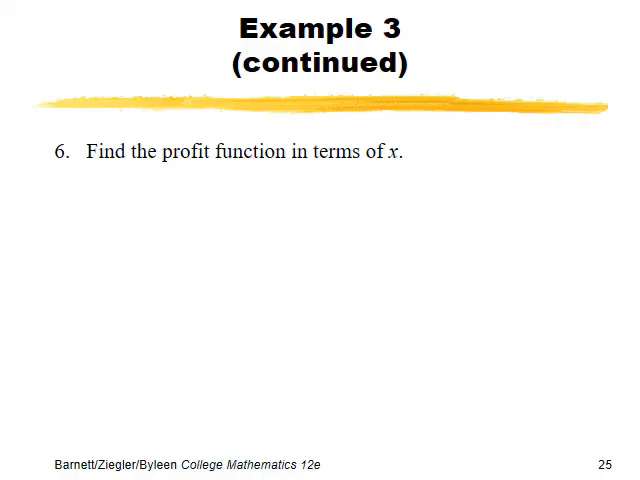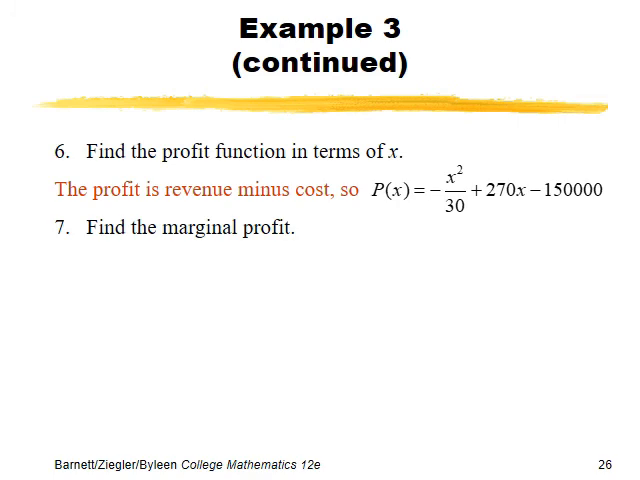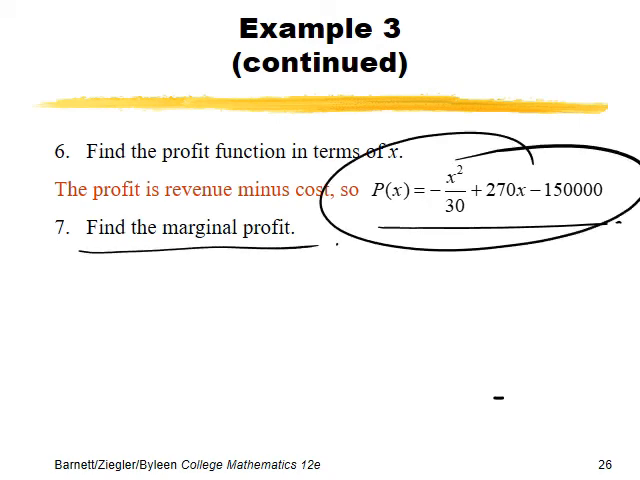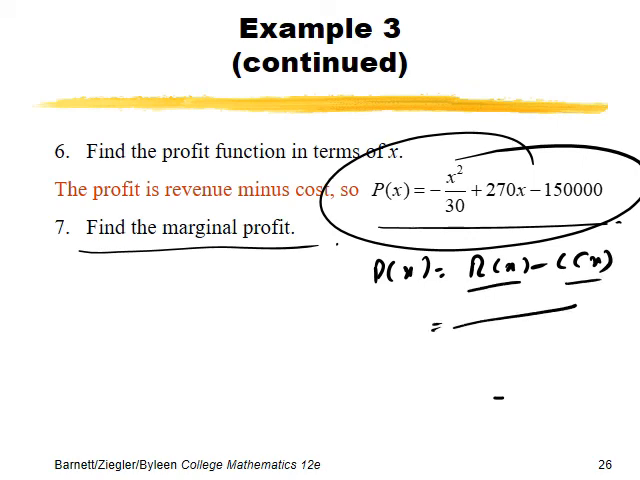Find the profit function in terms of x. So here we have the profit function in terms of x. Find the marginal profit. How did we find this profit function? As you know, it is the revenue function minus the cost function. You have the revenue function and the cost function in this example. You can simply subtract them and you will get the profit function, which is given above.